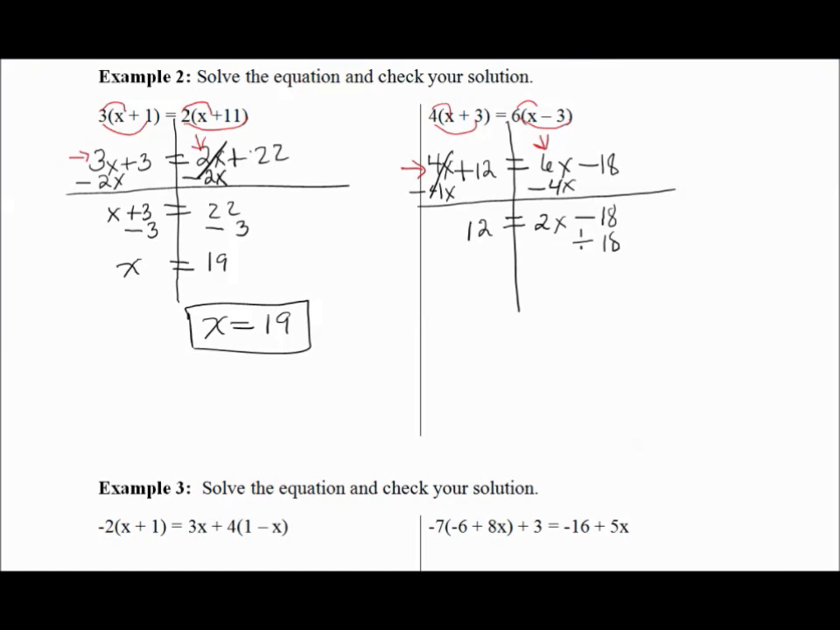So I'll add 18 to both sides of the equal sign. That gives me 30 equals 2x. Now I need to get rid of that coefficient, that 2. Divide both sides by 2. 30 divided by 2 is 15. I'm giving you the answer before I get to it. 2's cancel out. I like my x's on the left, so I'm going to just switch it around. So x is equal to 15.